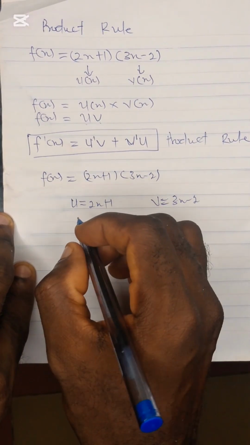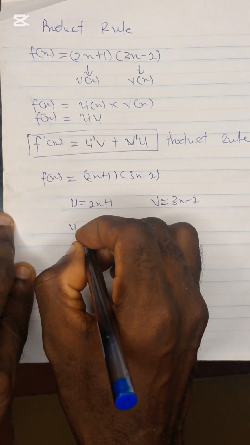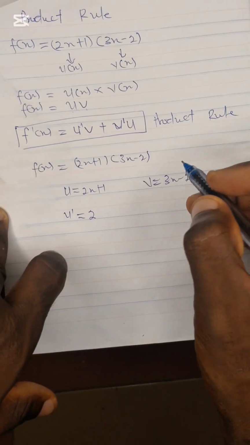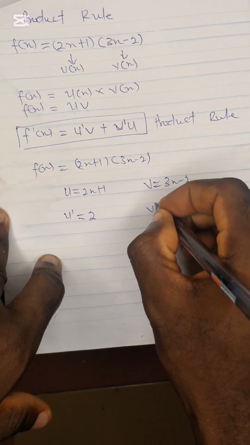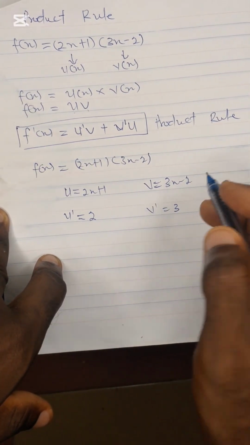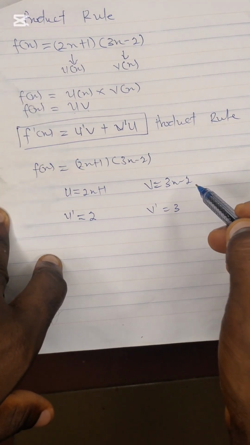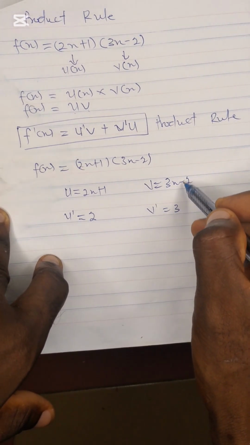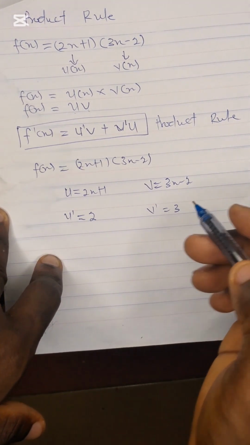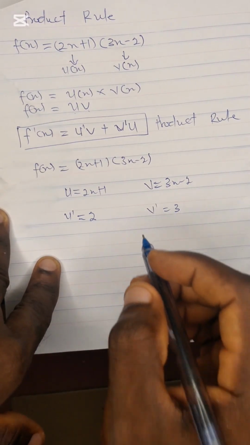So we have to find u prime. So u prime from u will give us just 2. Now, v prime is going to be just 3. That is, if you differentiate 3x minus 2, it's going to give you 3. Remember, if you differentiate 3x, it is 3. And if you differentiate a constant, which is negative 2, the result is still 0. And that will give us 3.